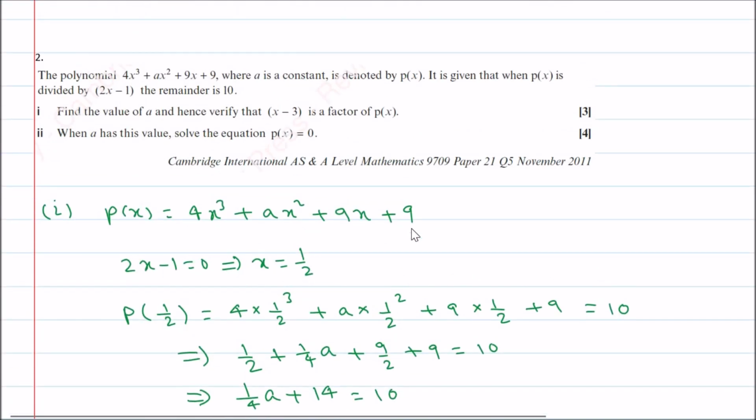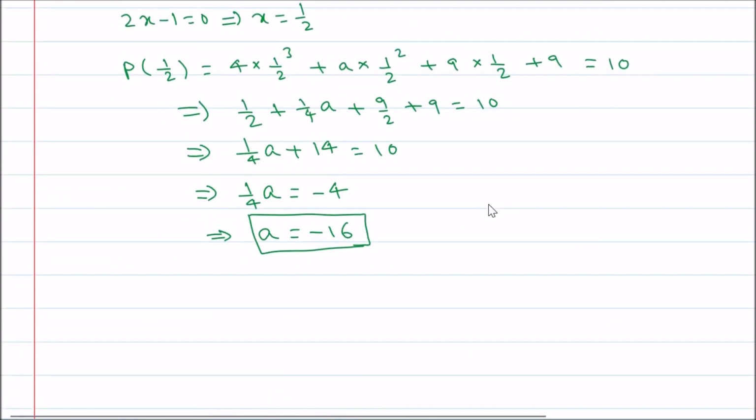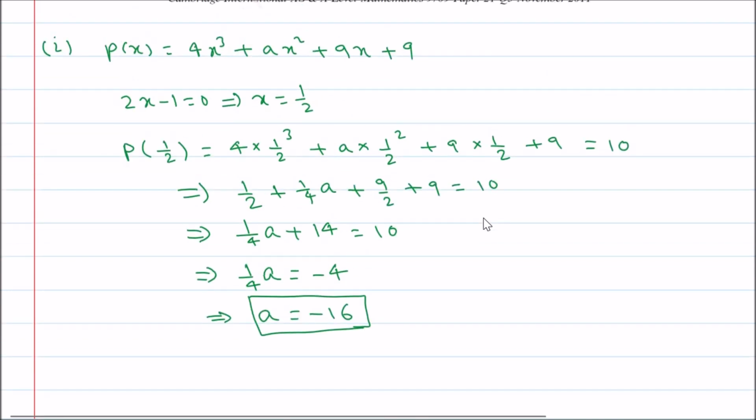Next it is asking, and hence verify that x minus 3 is a factor of p(x). So x minus 3 is a factor of p(x). That means after setting x minus 3 equal to 0, we will get x equal to 3, and we need to put the value of x in the polynomial, and we should get 0. This is how we show that it is a factor. Okay.